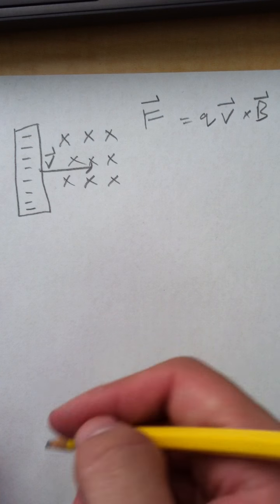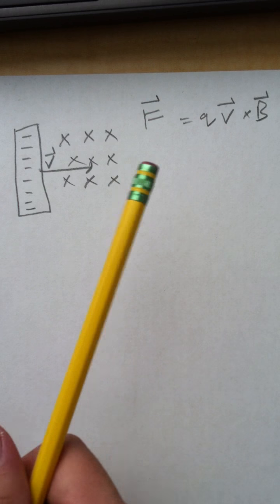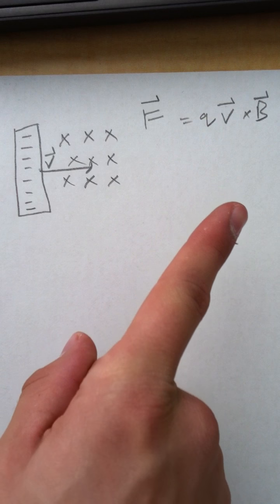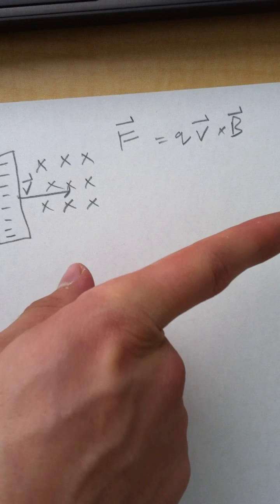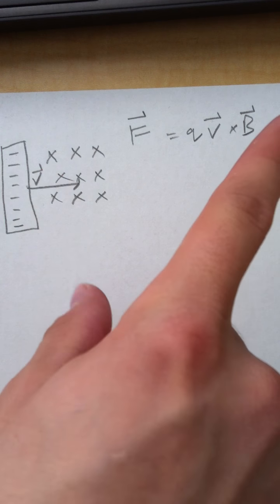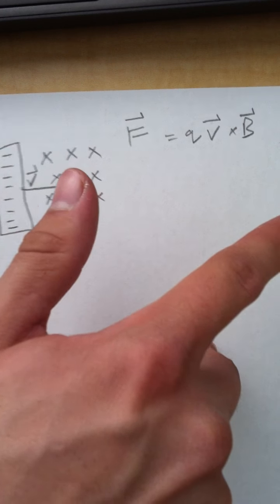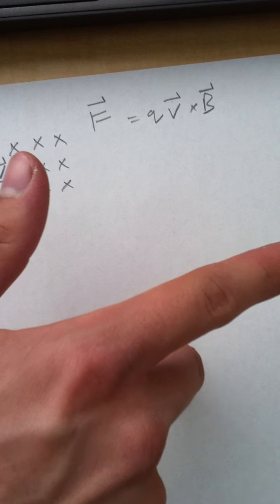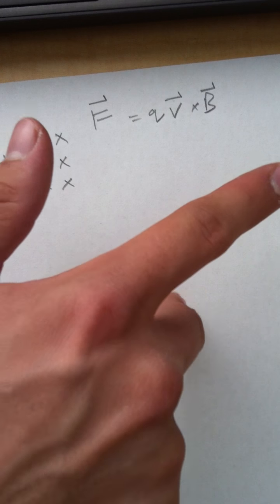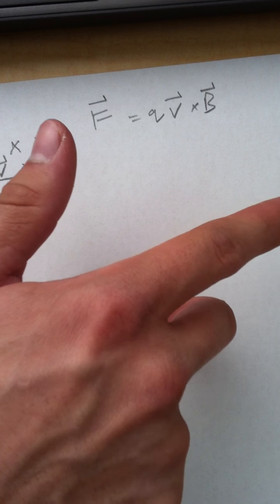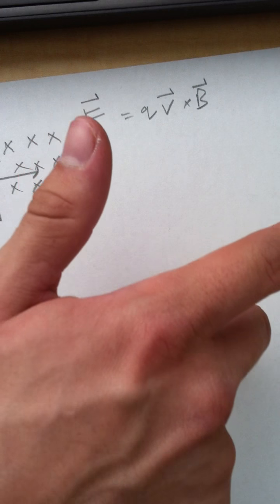Now we can look at our right-hand rule to see where the force is going to be going. We have our velocity. We have our magnetic field right here, middle finger. And as you can see, velocity and magnetic field produce a force that's going to be going up.